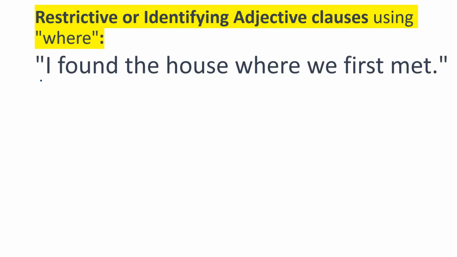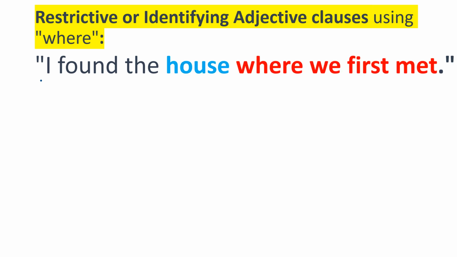Restrictive or identifying adjective clauses are essential to describe the noun. For example, in the sentence, I found the house where we first met. Where we first met is the adjective clause, and the noun in this sentence is house. Where we first met is describing the house. You can see the adjective clause where we first met in red and house in blue.